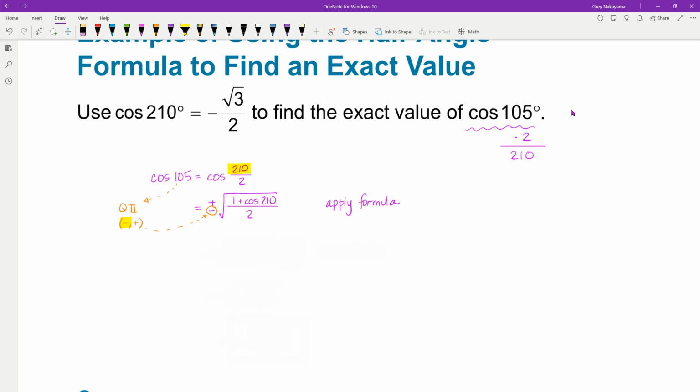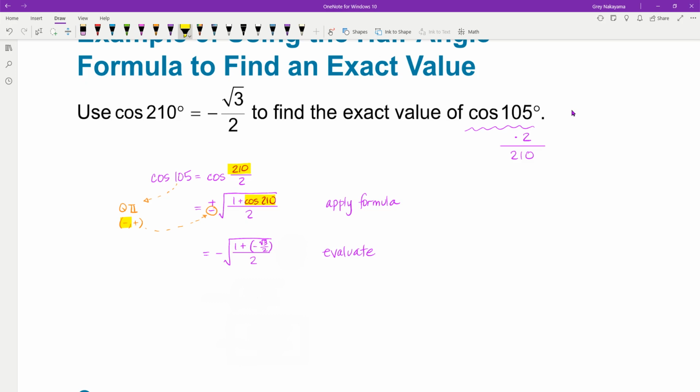So it equals, where's my equals? Down a little further. After I apply the formula, then I'm going to evaluate. So everywhere I see a trig function, I'm putting parentheses. What is the cosine of 210? They told you in the problem. Negative square root of 3 over 2.